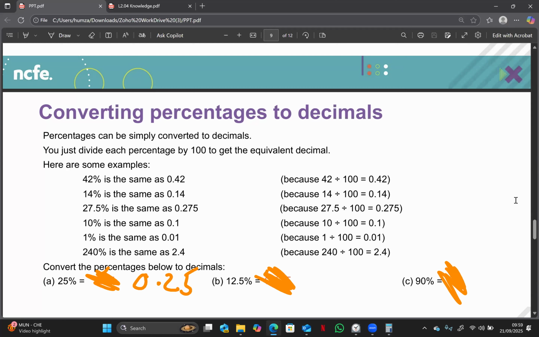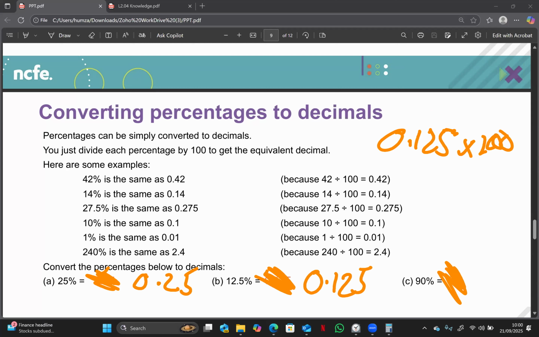Remember, 0.125. We said that if this was the answer, you know how to change it into a percentage, don't you? What do we do? Times 100. Yes, exactly. So if it's a percentage, all you do is the opposite, divide by 100. Just remember that. So do the last one. What do we do?